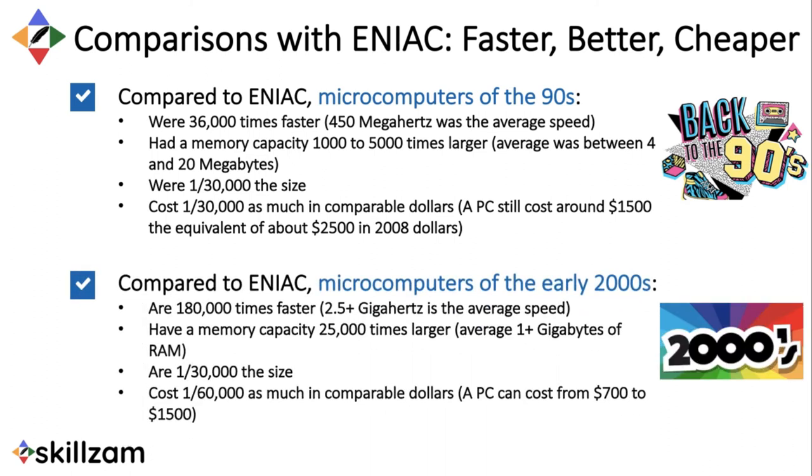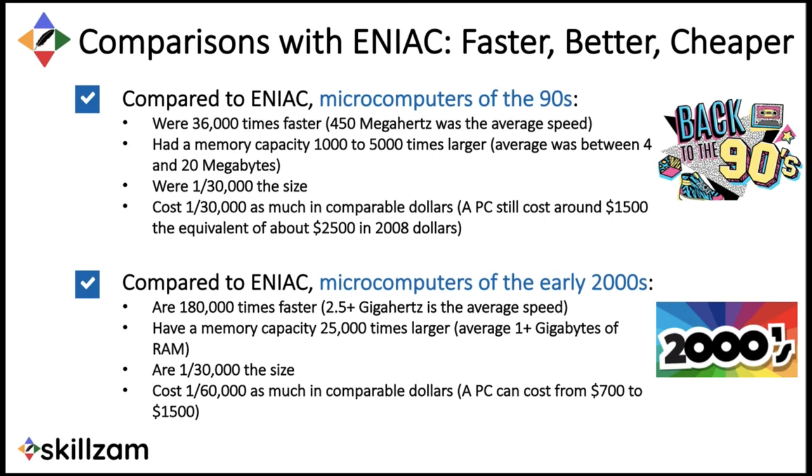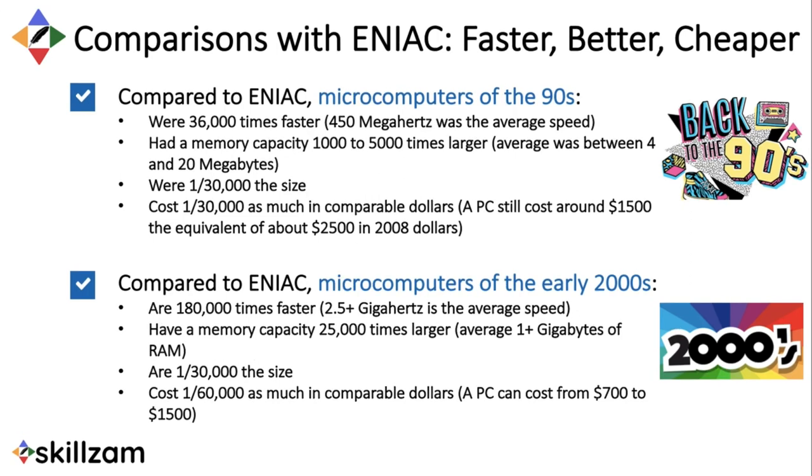As we compare the same ENIAC with the computers of the 2000s, 180K times faster, memory capacity 25,000 times larger, 1/30,000 the size, 1/60,000 as much in comparable dollars. So it's really astonishing to compare the computers of today with the past. They are much faster, much better, and much cheaper, thereby elevating the standard of living.